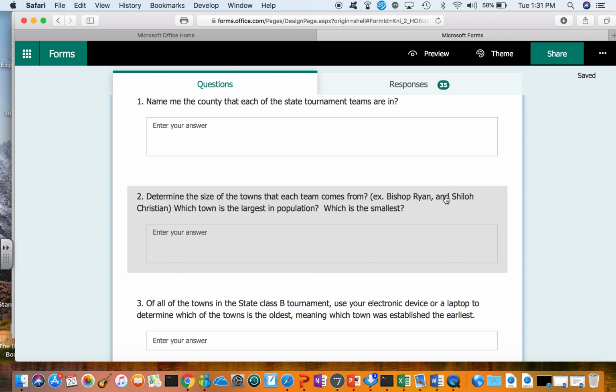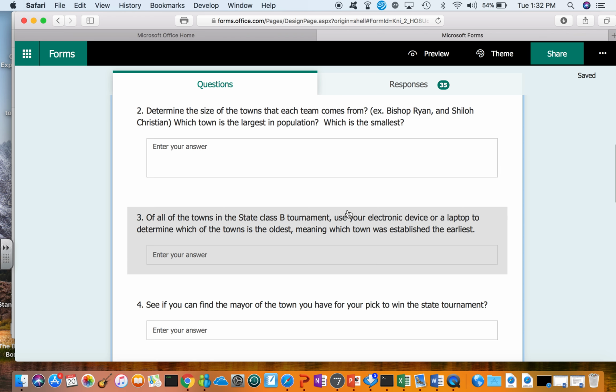There's 8 teams in the state tournament. You are now down to 6 towns that you have to look up. And then figure out which one is the largest, which one is the smallest. In the number 3, of all the towns in the Class B tournament, use your electronic device to determine which town is the oldest.